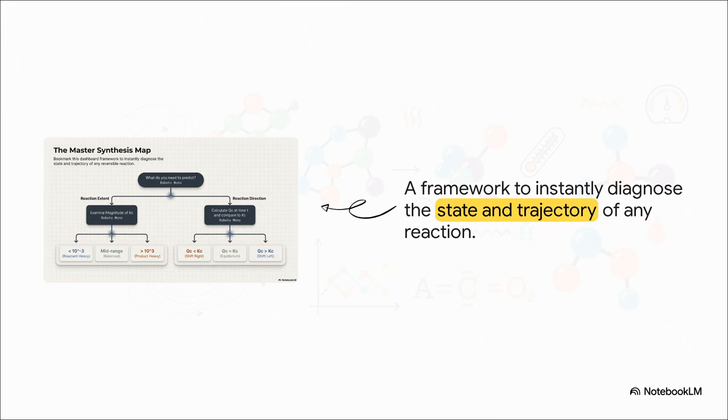For that, you just look at the size of Kc. Is it tiny, in the middle, or huge? Second question, what's the reaction's direction? Which way is it moving right now? For that, you calculate Qc and compare it to Kc to see if it needs to shift left, right, or just stay put. That's the whole game right there.